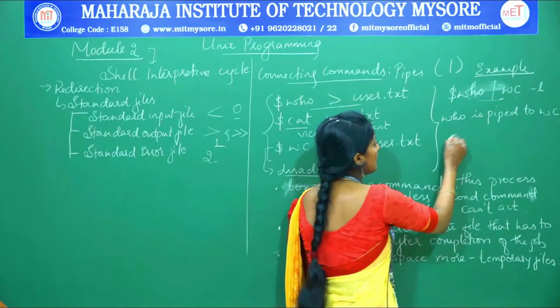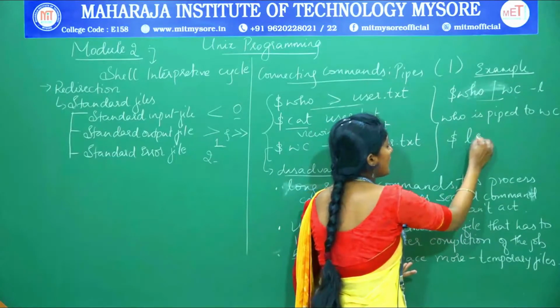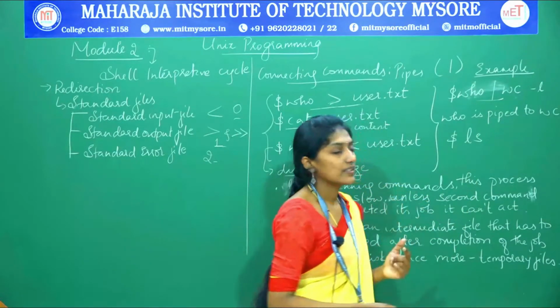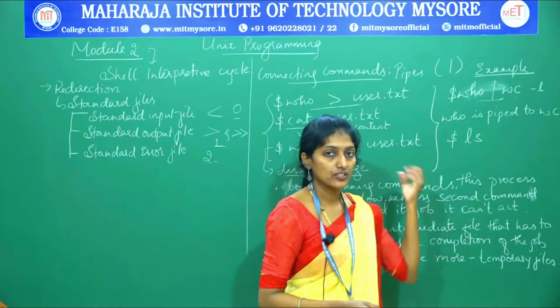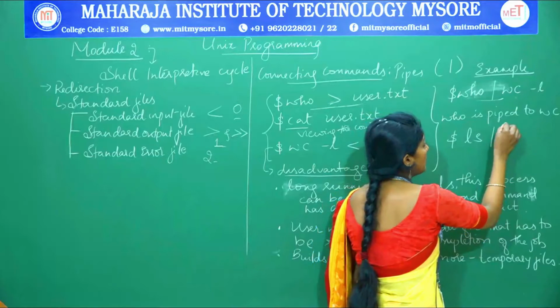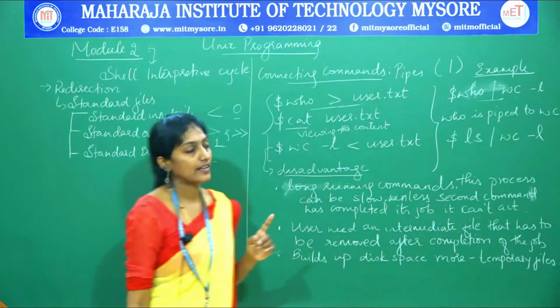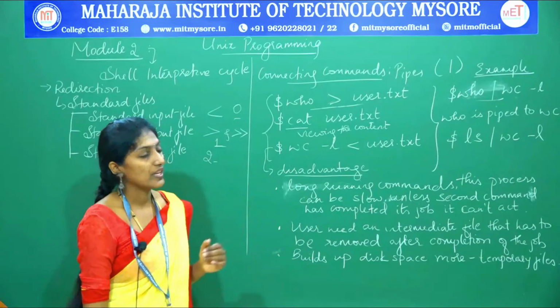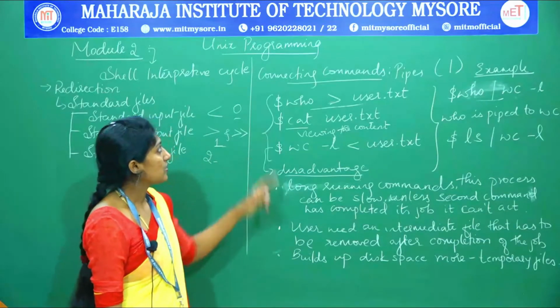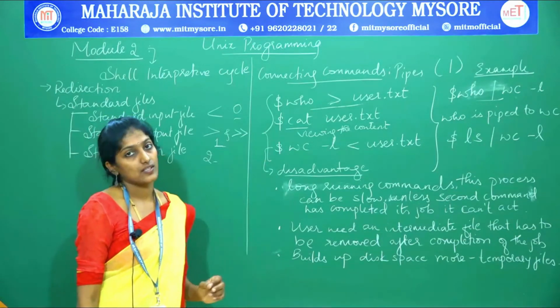Next, one more example I can take. If I consider ls, it is going to list out all my files under the current directory. That can be piped, and I can connect that with the WC-L command to display the count. So this is about connecting commands by using the pipe concept.